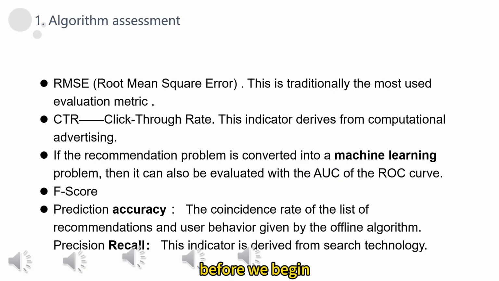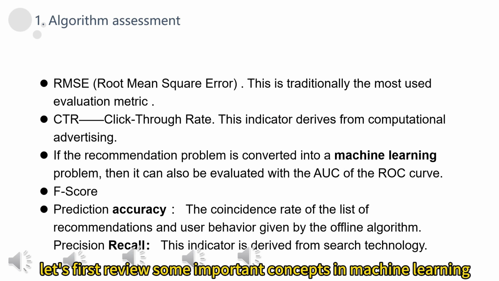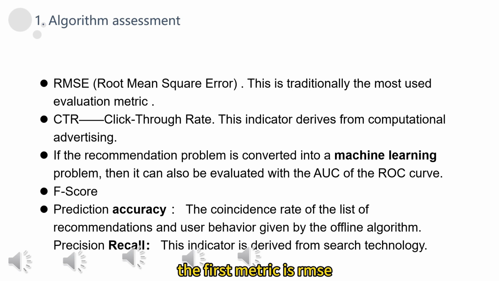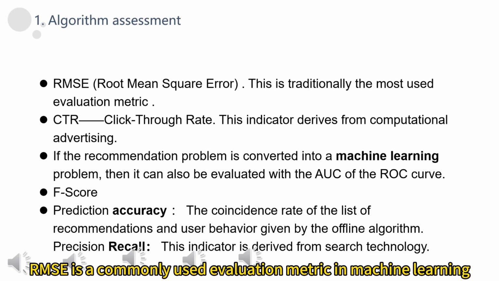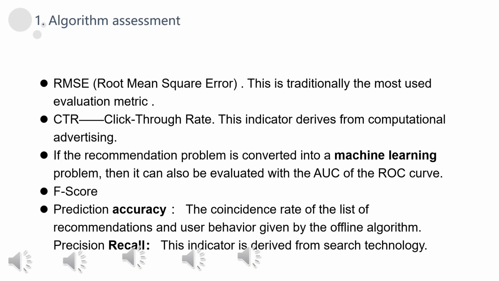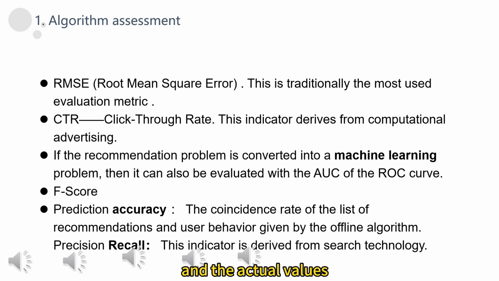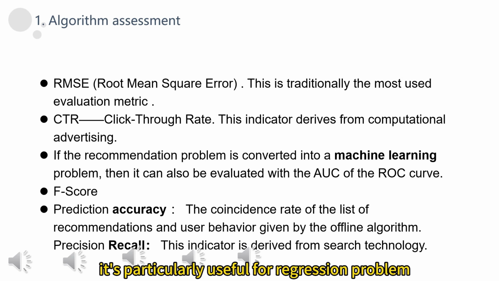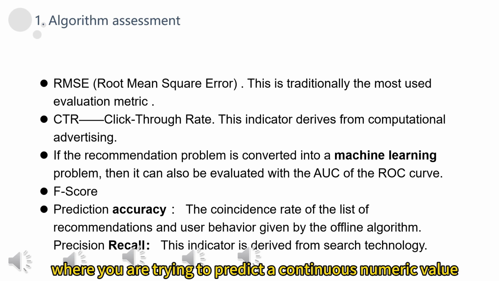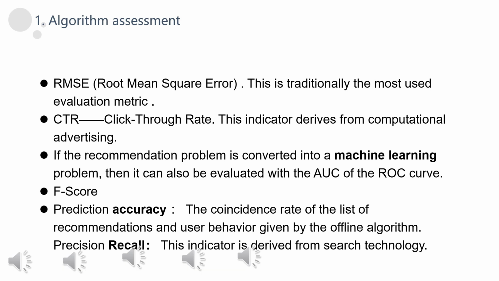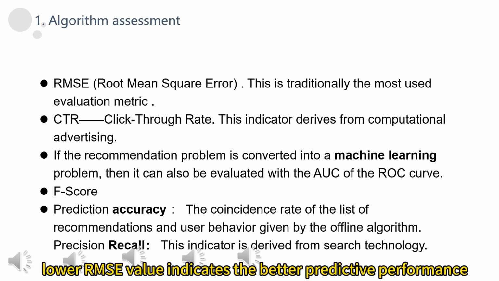Before we begin today's lesson, let's first review some important concepts in machine learning. The first metric is RMSE. RMSE is a commonly used evaluation metric in machine learning. It measures the average squared difference between the predicted values and the actual values. It is particularly useful for a regression problem, where you are trying to predict a continuous numeric value. A lower RMSE value indicates better predictive performance.